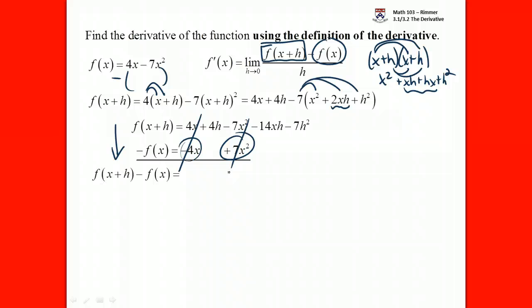And you'll be left with the 4h, the -14xh, and the 7h squared. That is your numerator. That's the entirety of the numerator. And we're a few steps away from being done. The hard part is behind us. Questions on this part? Any part in the process gave you trouble?